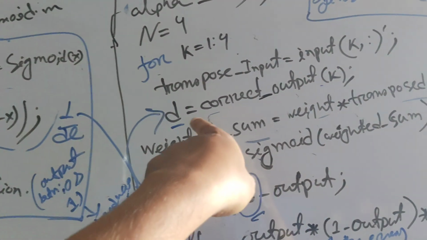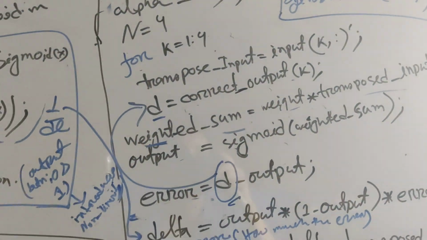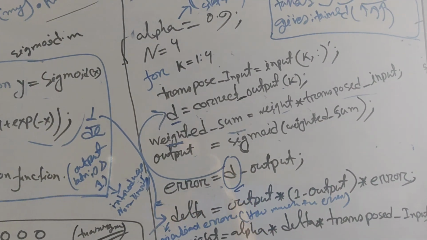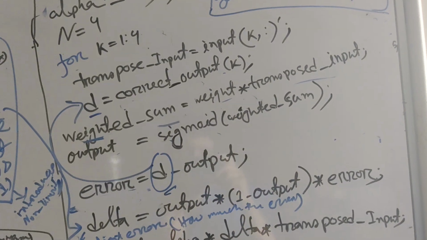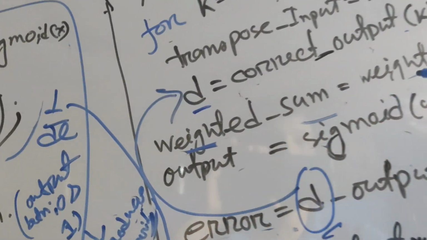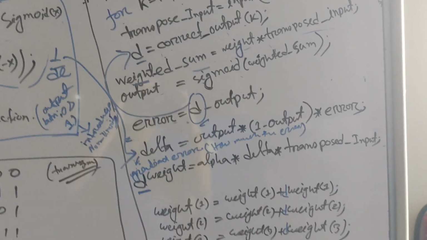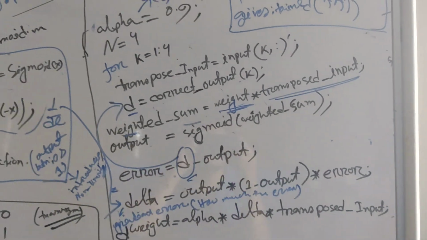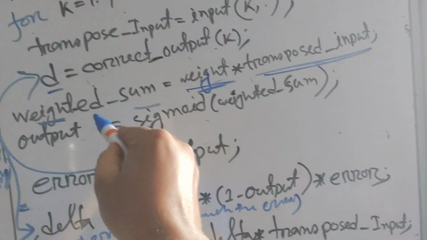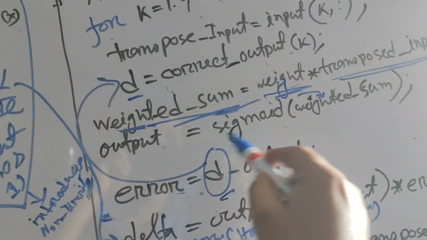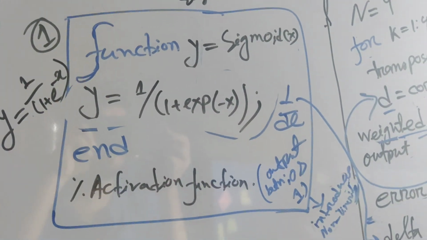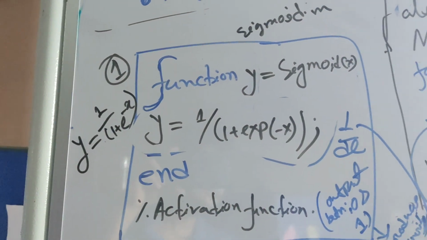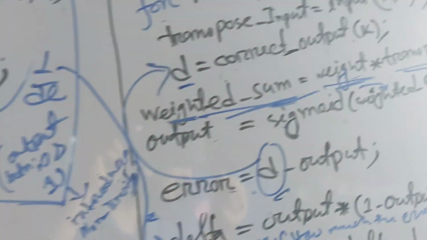So then we assign the correct output in D 1 by 1, and then we calculate the weighted sum. How will we calculate the weighted sum? It's simple, we just multiply the randomly generated weight, this weight, with the transposed input, and then we get the output. How do we get the output? We pass it through a function like sigmoid, which calculates the output using the activation function, and we come back again with our results.